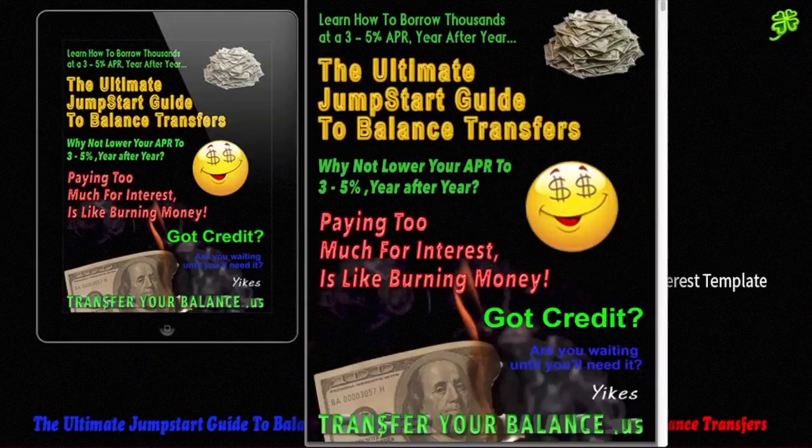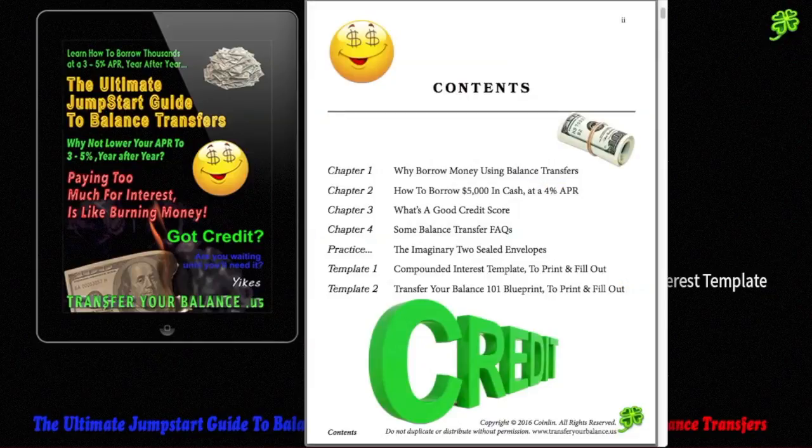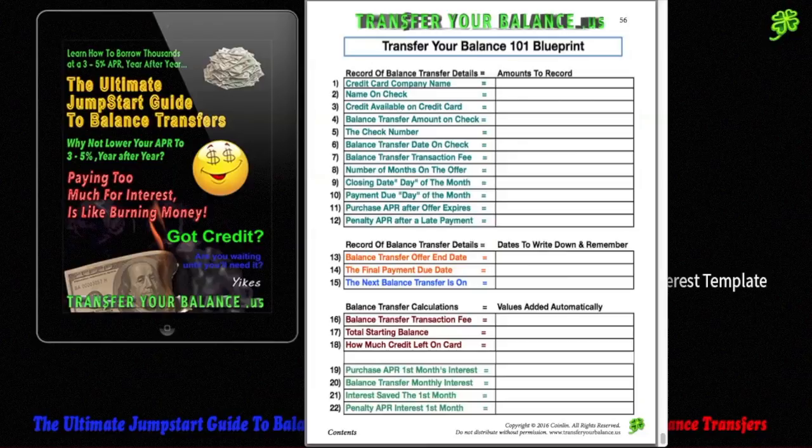You can open it on almost any device. If you hit the page down key, it'll take you down a page. If you hit the end key, it'll take you to the last page. The last page is a printed version of the Transfer Your Balance 101 blueprint. So if you want to learn how to fill out the blueprint and calculate the numbers yourself instead of having Microsoft Excel do it, you would print this page out and then follow along in Chapter 2 and just fill in the blanks. You don't really have to do that, but if you want to, you can.